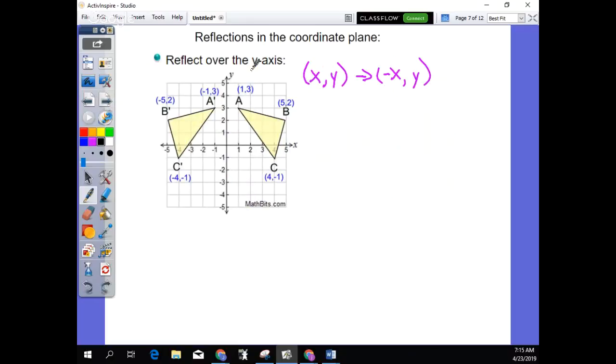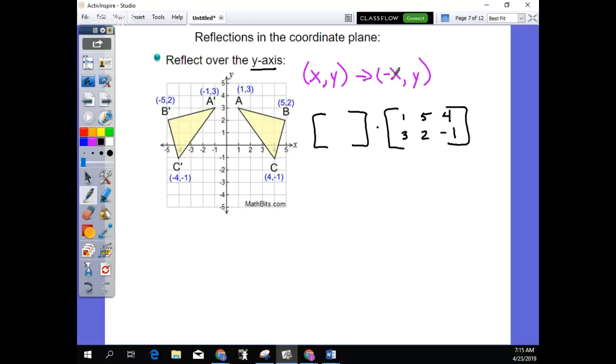So now let's look at the next one. This is reflection over the y-axis. This is going to need a new matrix. But if you think about it, we can go through this one a little bit faster now. So my x coordinates are going to be 1, 5, 4. Y coordinates are 3, 2, -1. That's my pre-image.